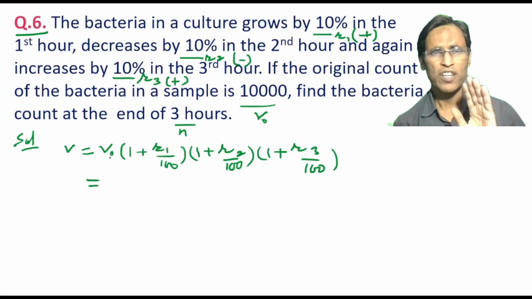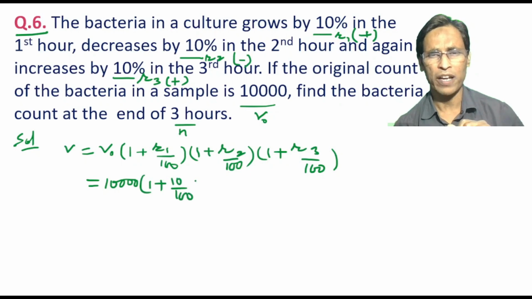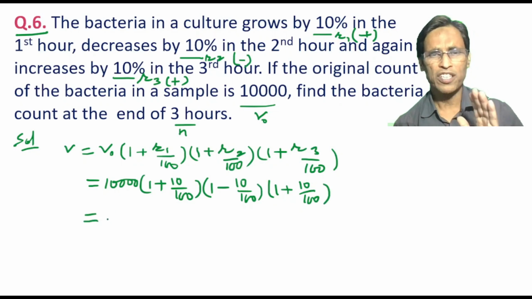Here, V0 को replace किया जाएगा 10,000 से, into 1 plus R1 को replace किया जाएगा 10 से, and so 10 by 100 into 1 minus and then 10 by 100 into 1 plus R3 will be 10 by 100. 10,000 will be as it is 10,000.